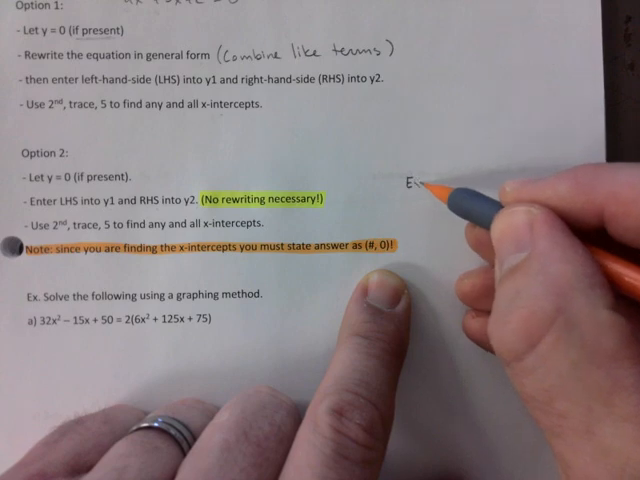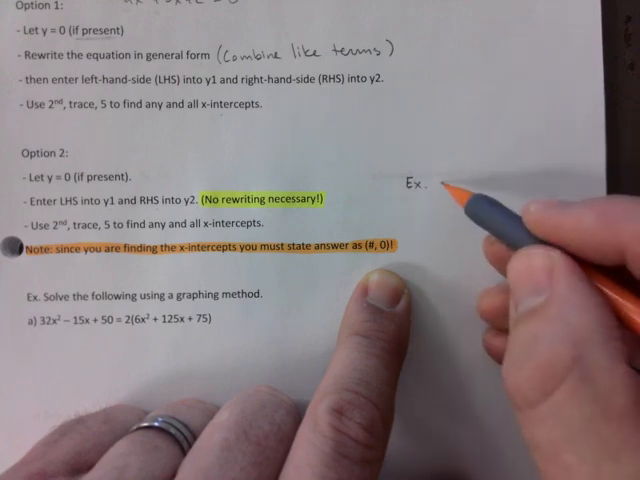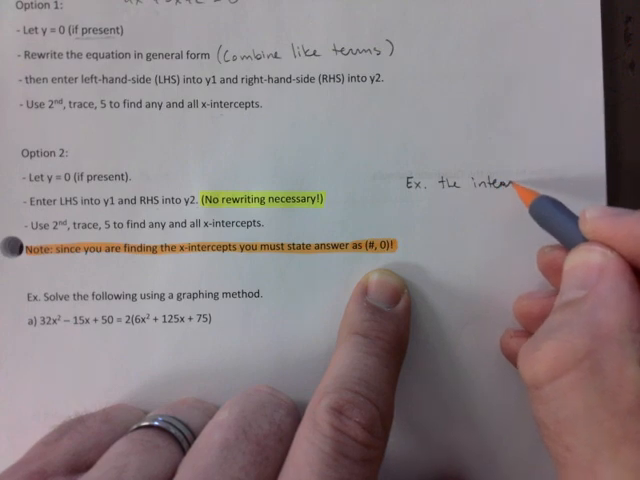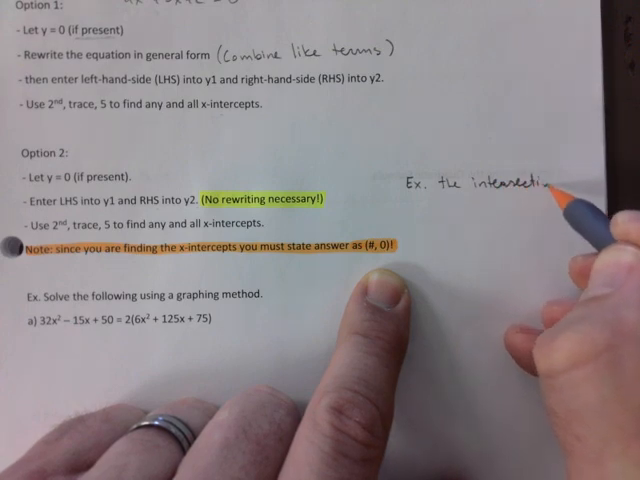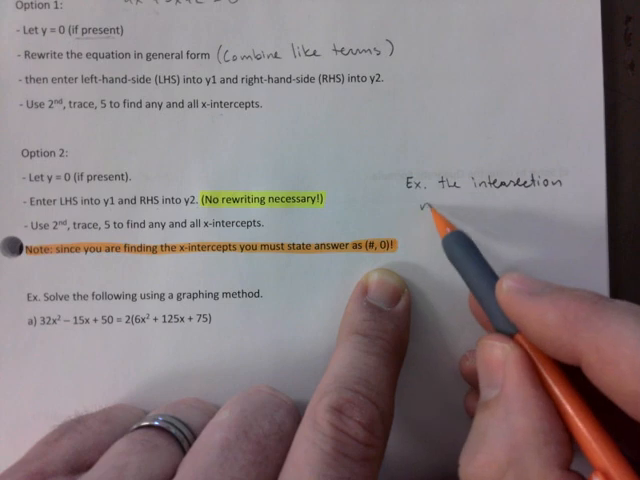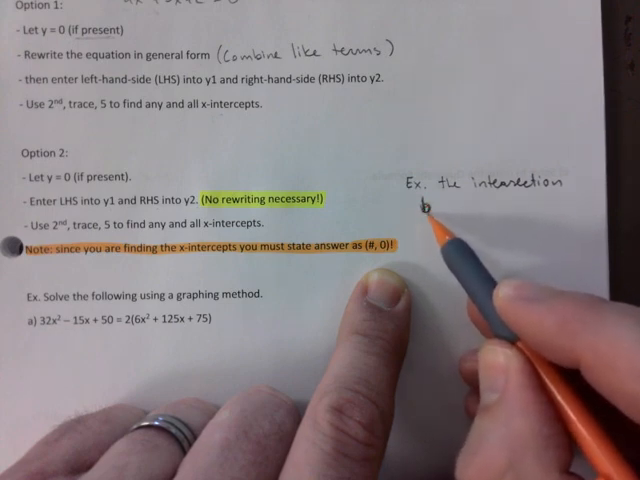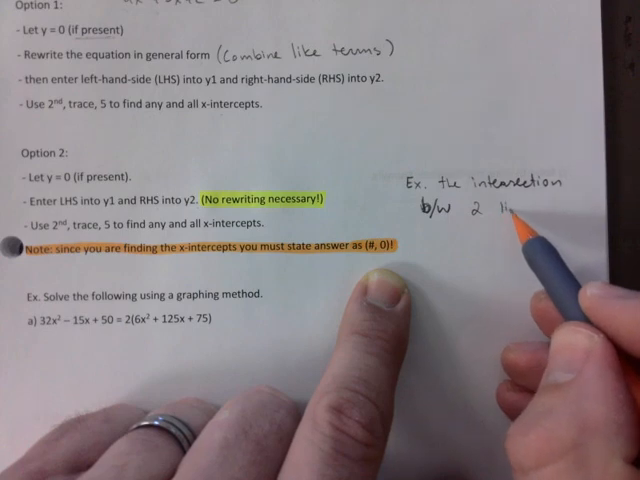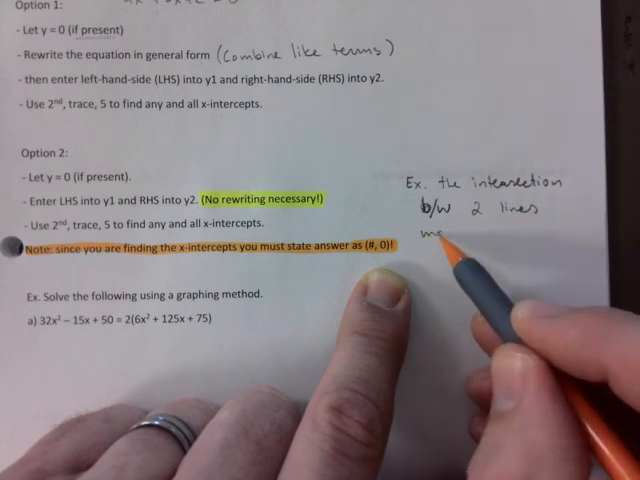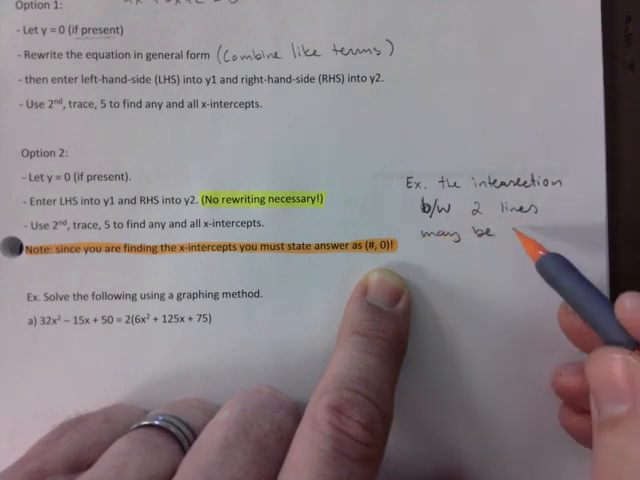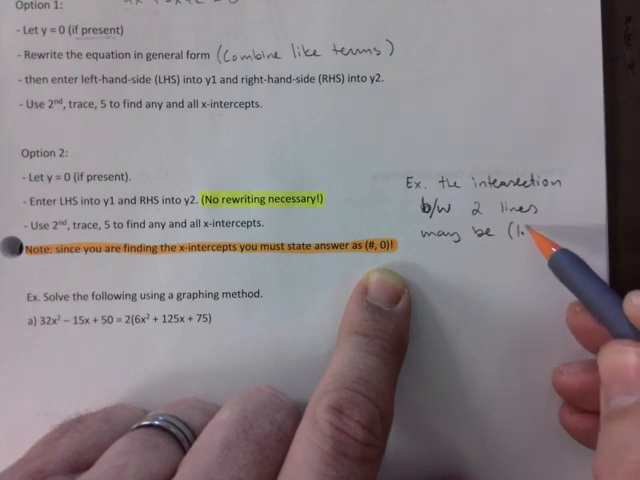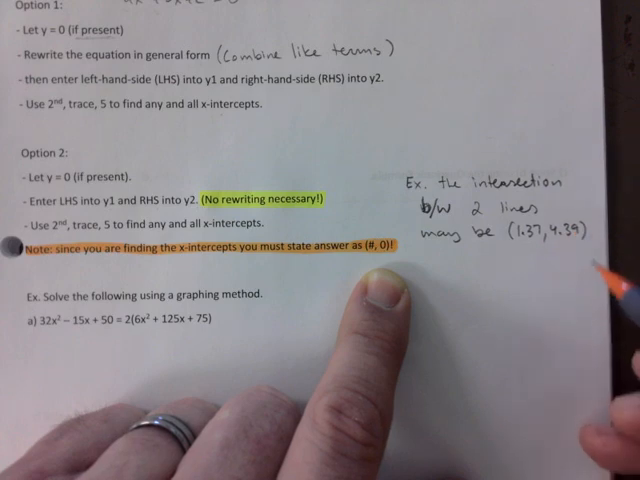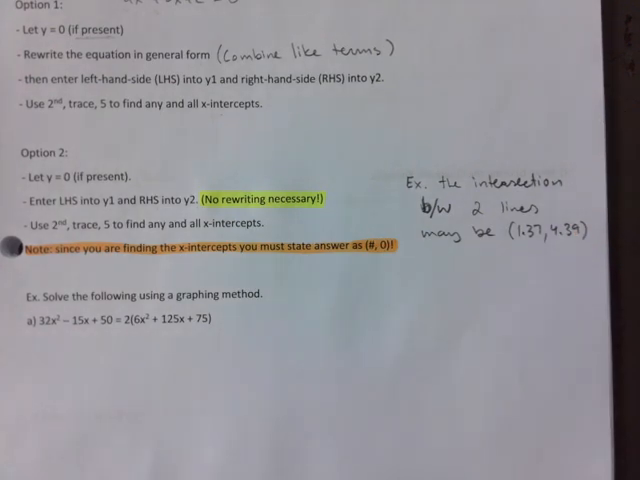Example. The intersection, write this down because when you review, this is going to be a good reminder. The intersection between, so I'll just go between like this, okay? Between two lines may be 1.37, 4.39. It may be. That's just an example.